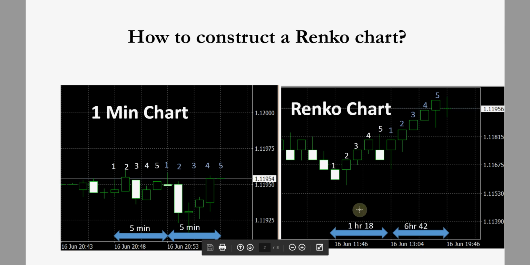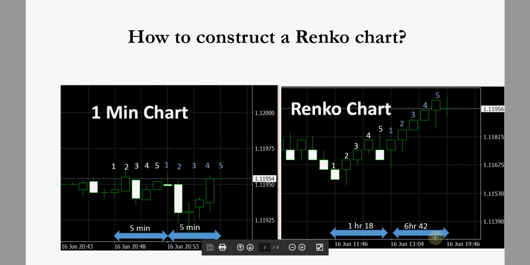Now look at the difference. It took these 5 bars on Renko chart 1 hour 18 minutes to form. So that's 1, 2, 3, 4, 5. So this is a movement of 20 pips here. Okay, and then another 5 points. After reaching 20, it drops another 10 points. So for a movement of 10 points, it took Renko 1 hour 18 minutes. Right. So to form 5 bars, only 5 bars, it took 1 hour 18 minutes.